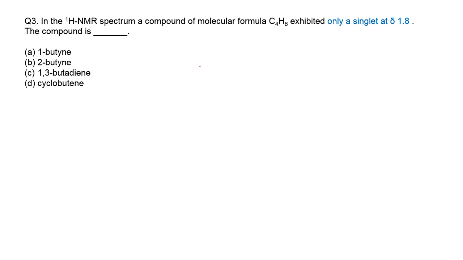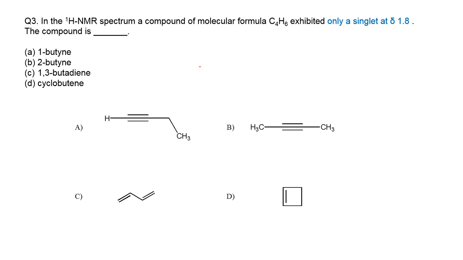In question 3, the 1H NMR spectrum of a compound of molecular formula C4H6 exhibited only a singlet at 1.8, and the four compounds are provided here. It is a very easy question. We can tackle it by just identifying the types of protons in a compound. In the compound 1-butyne, we observe this is the first kind of proton, this is the second, and this is the third. So this compound has three different kinds of protons, so we do not expect only a singlet.